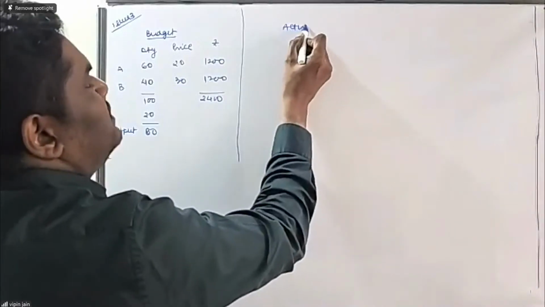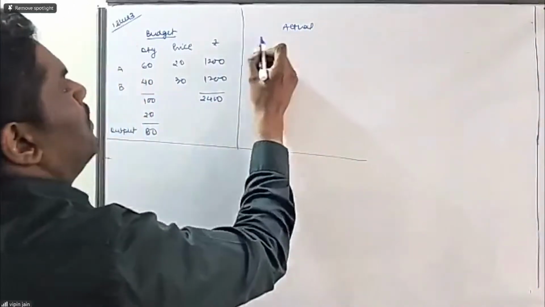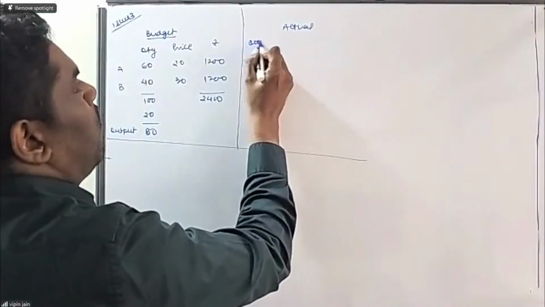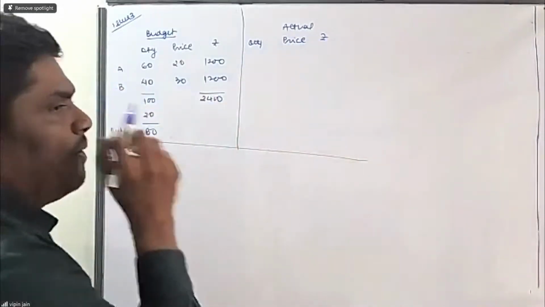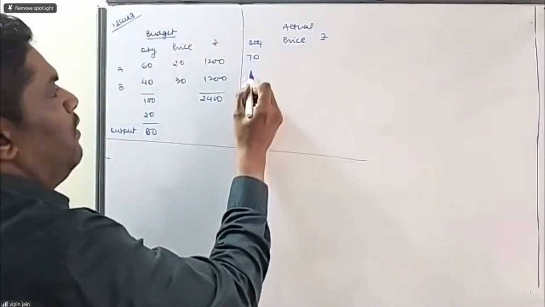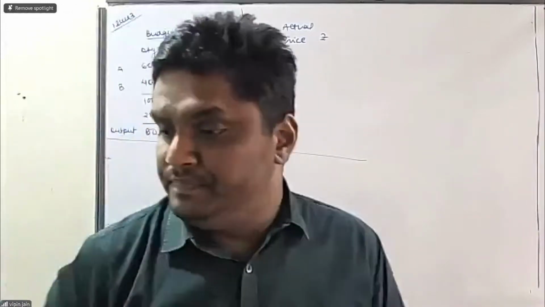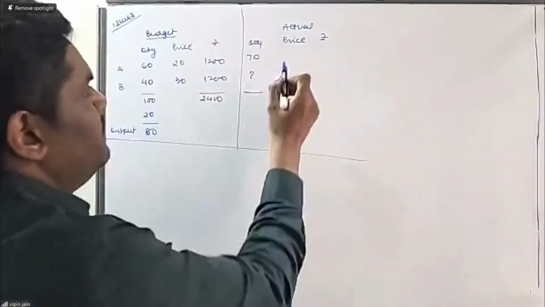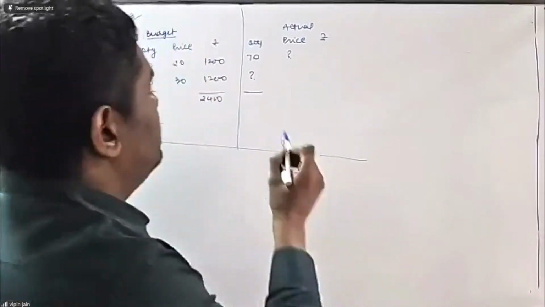When talking about actual data, the actual quantity of A is 70. B, it is missing. Total we don't have, but the output is same. The price is also missing. But herein the price is how much? 30.